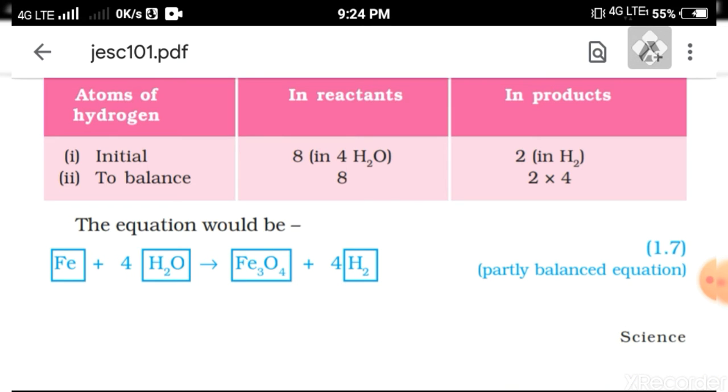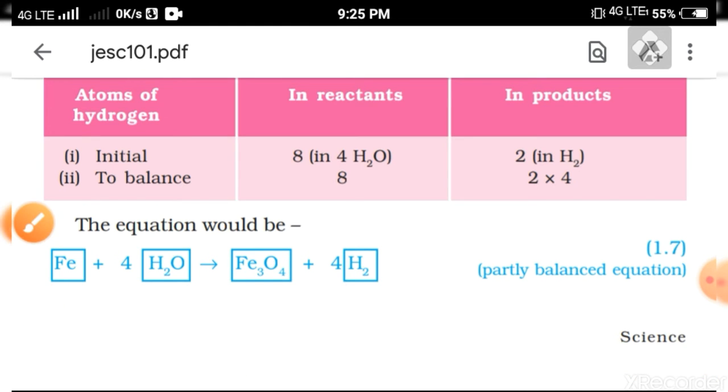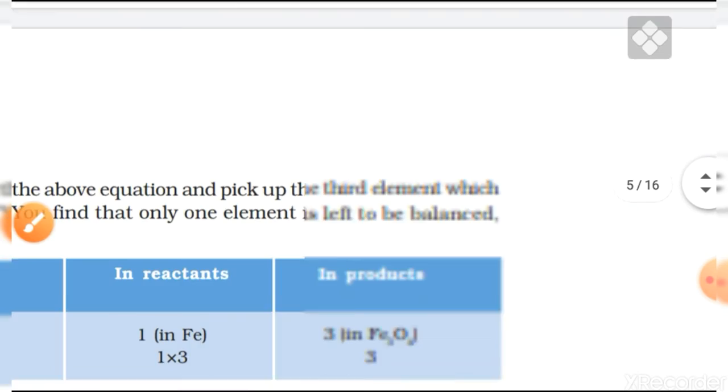But in the case of iron, how many atoms of iron are here? 1. And here there are 3. So what will we do? We will balance the iron atoms. Here there are 3, here there is only 1. We have to balance them. How can we balance? By multiplying by 3 on the reactant side. Understand? So let's see.